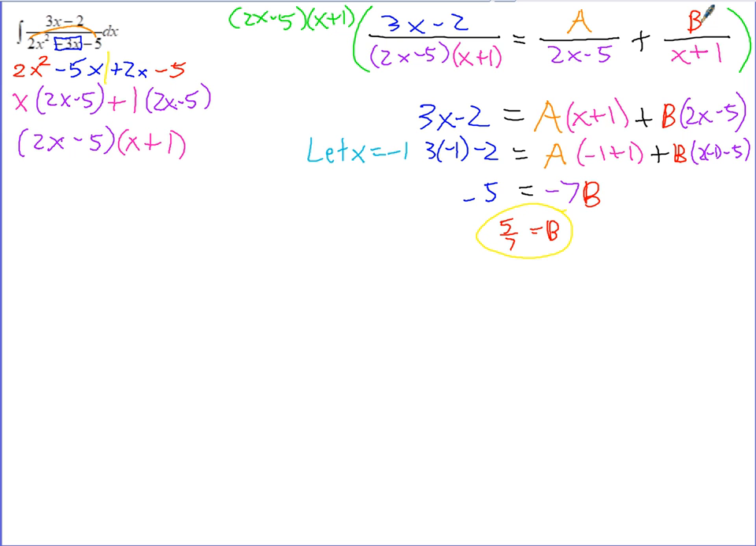And then back to our original equation here. And we're going to choose an x value. This one's a little bit trickier, but not too much. It would wipe out the B. So here, if you set 2x minus 5 equal to 0, you'd add the 5 and divide by 2. So we've got x equals 5 over 2.